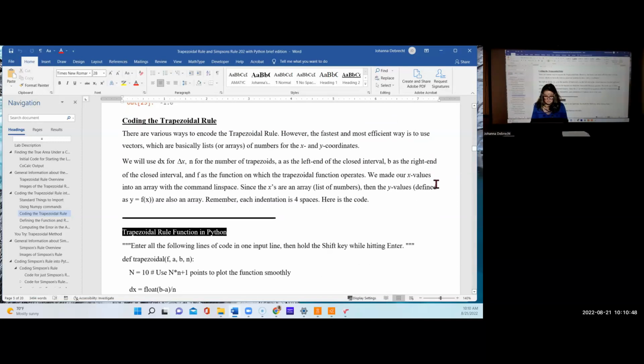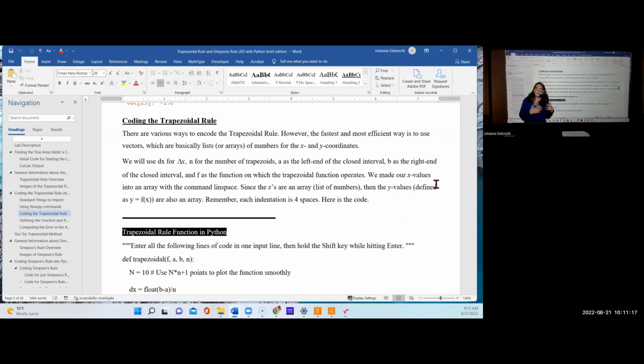Now, there are lots of different ways of coding the trapezoidal rule, but one of the fastest and most efficient ways is to use what are called vectors, which are basically lists or arrays of numbers for the x and the y coordinates. So like a list of numbers, right? So we're going to use dx for delta x. That's the right endpoint minus the left endpoint divided by the number of boxes. That's delta x. That will give us the number of trapezoids.